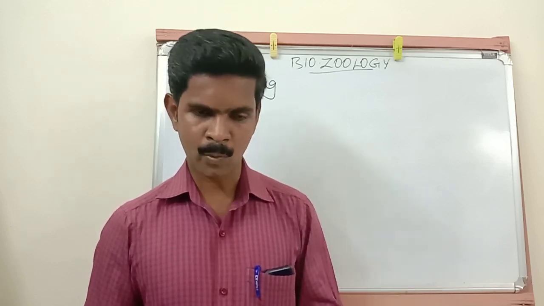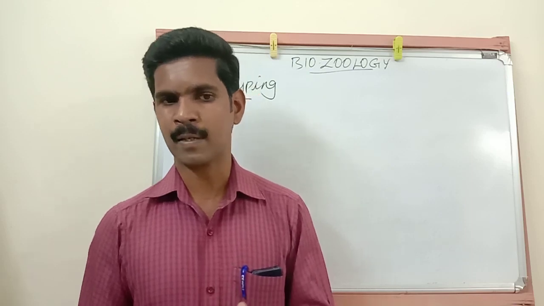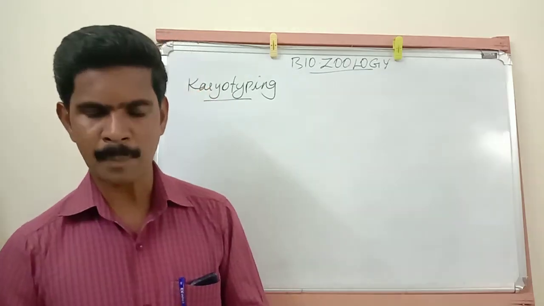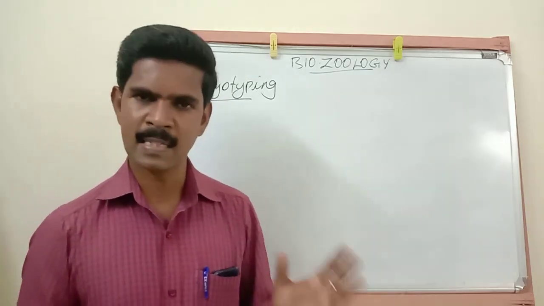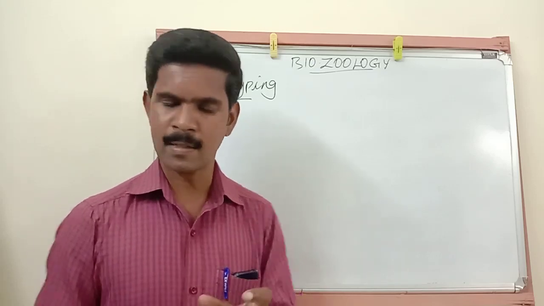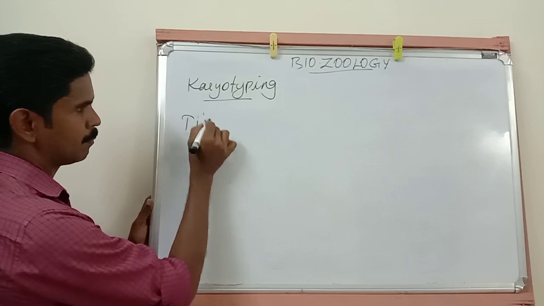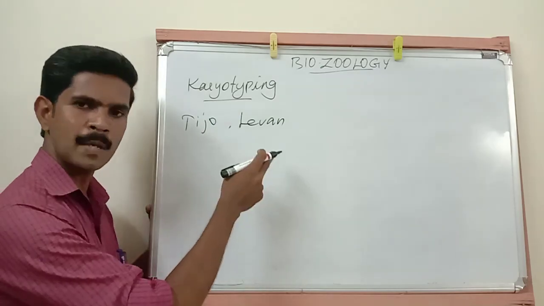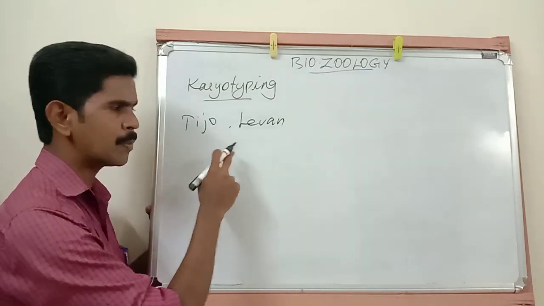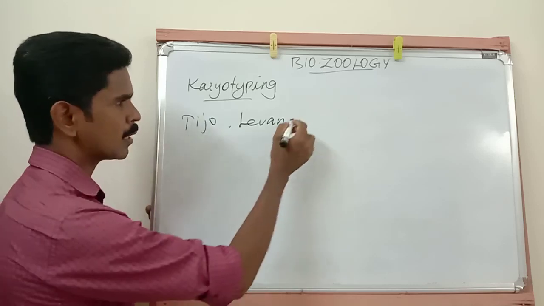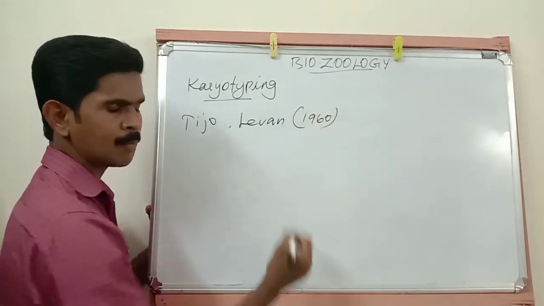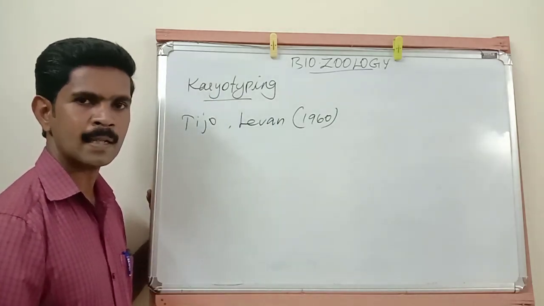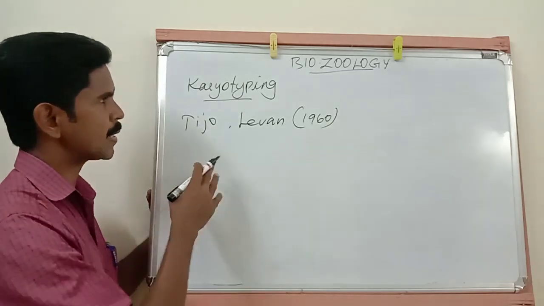Now we are going to study how this karyotyping technique is performed in the human body. This karyotyping technique was first discovered by two scientists. One scientist's name is Tijo, and the second scientist's name is Leben. These two people together discovered this karyotyping technique in the year 1960. So karyotyping, as I already told you, is a technique with the help of which the complete set of chromosomes can be separated from the cell.